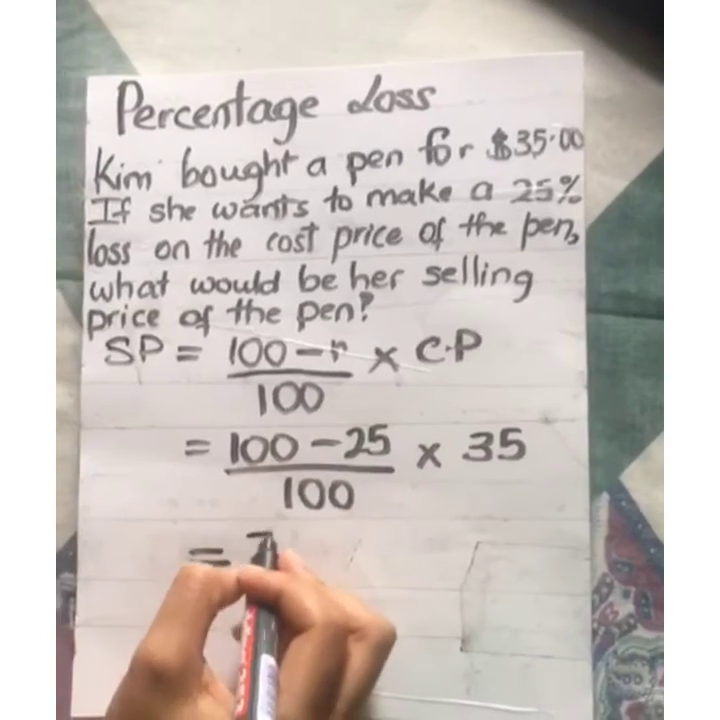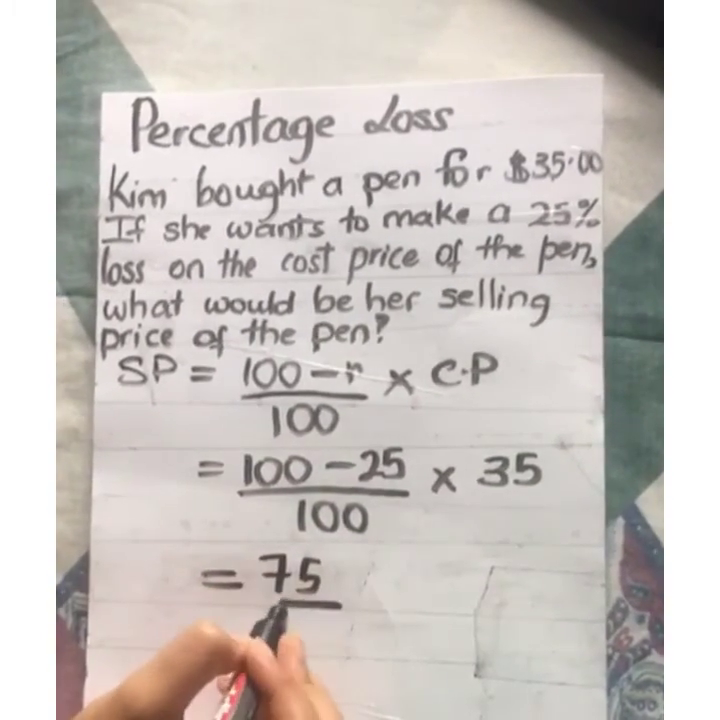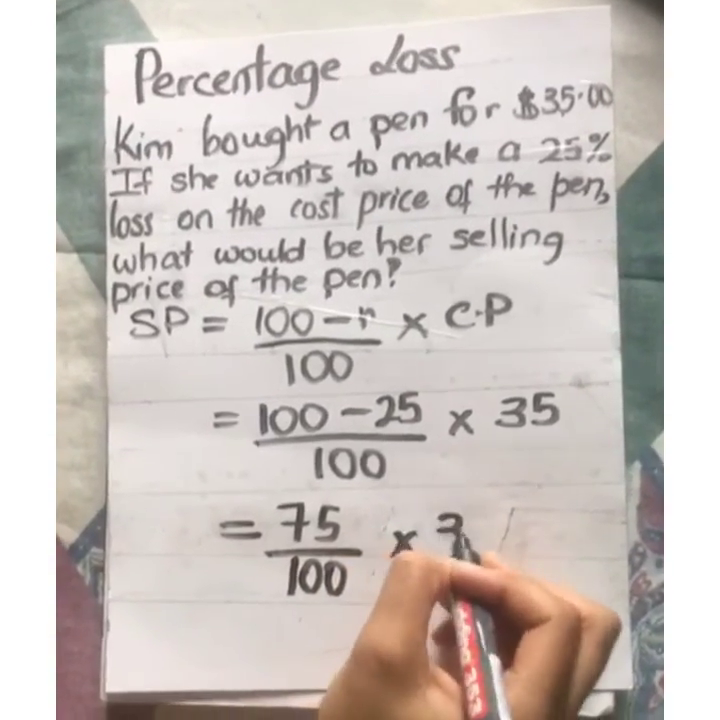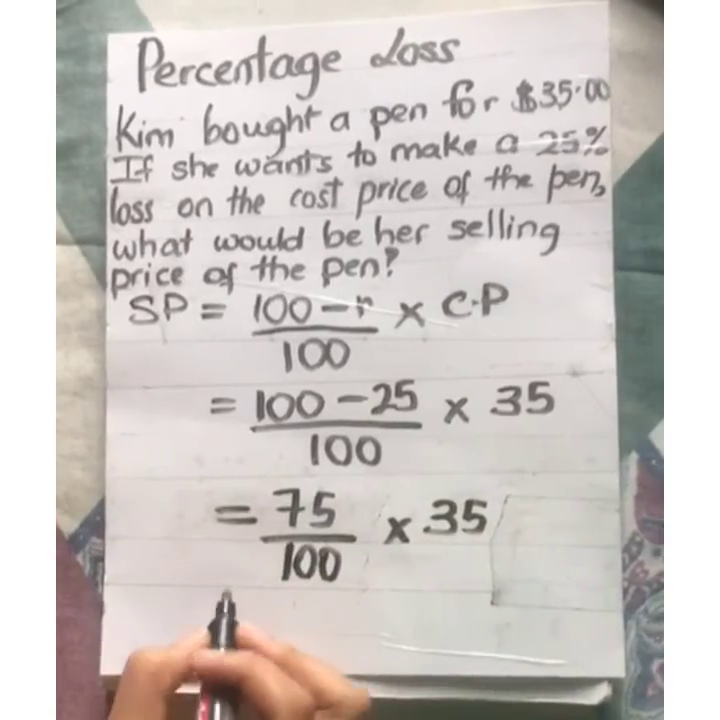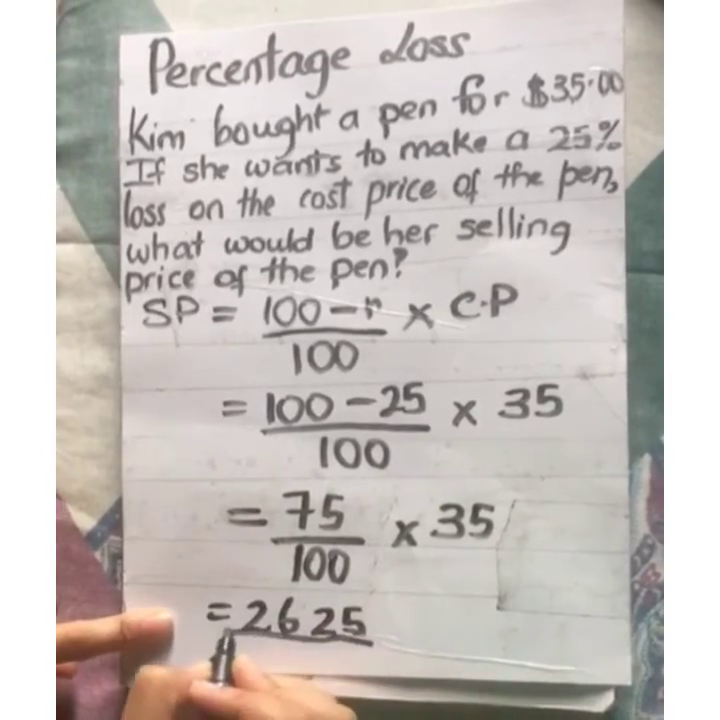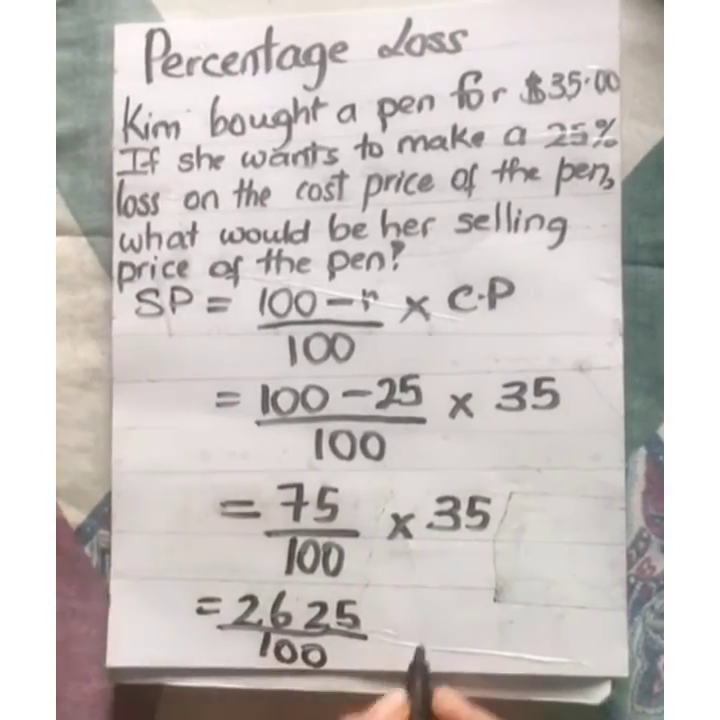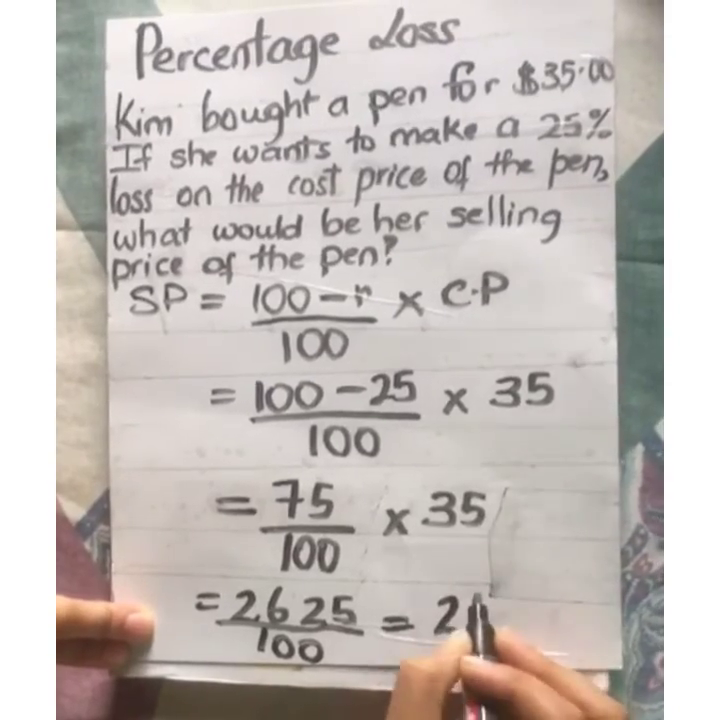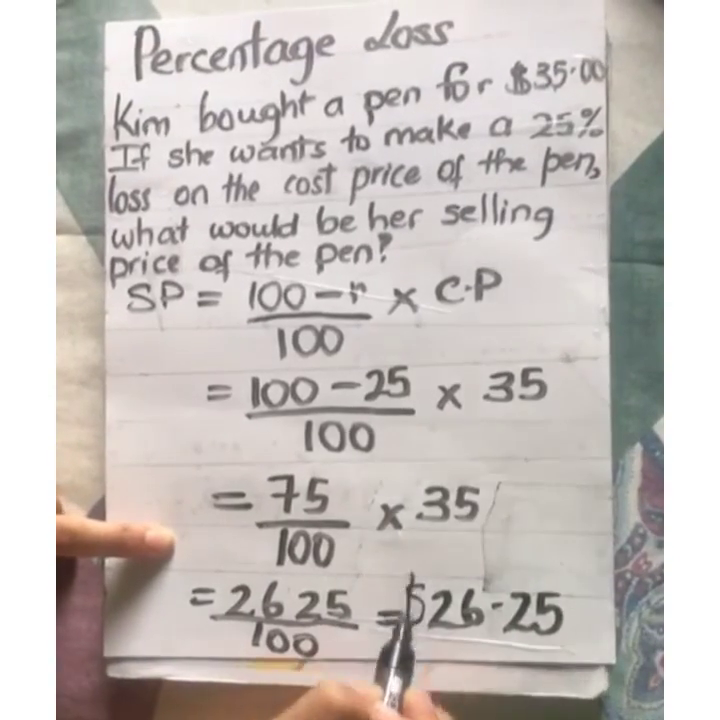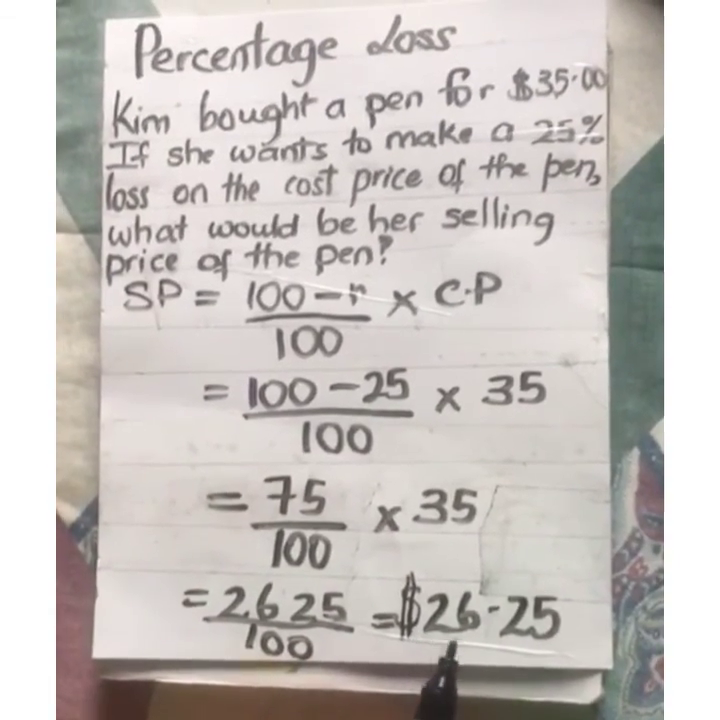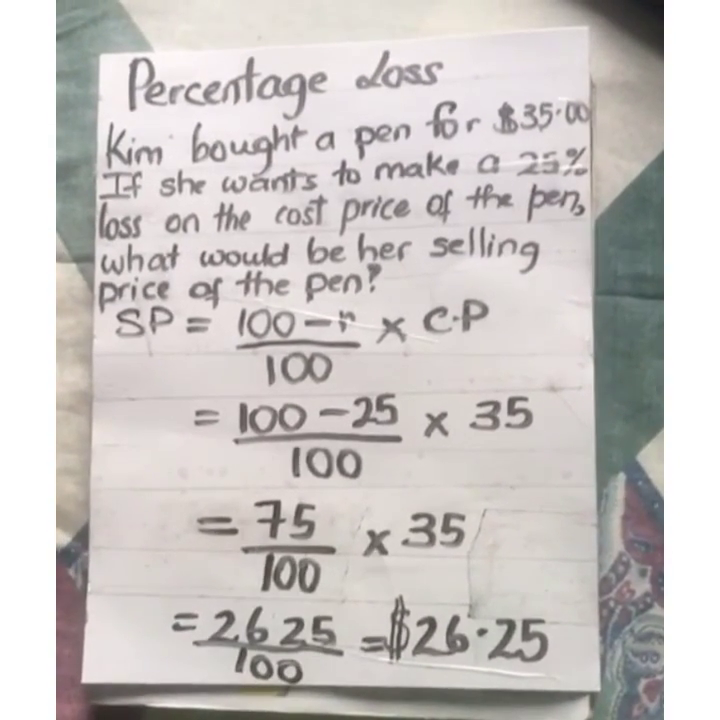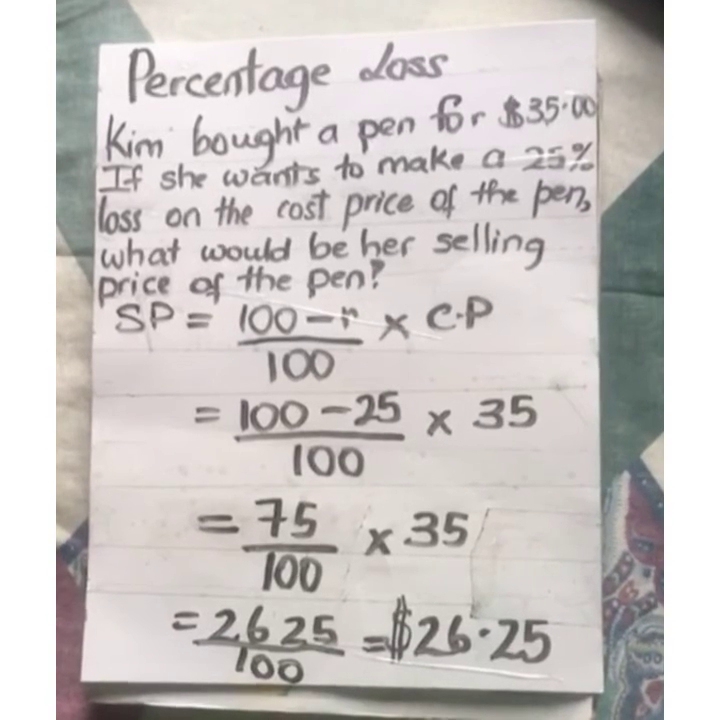100 minus 25 would give us 75. Right back here, 75 over 100 times 35. 75 times 35 is 2,625, and this is being divided by 100. When you divide it by 100, you will end up with 26.25. Remember, you're dealing with money, so you have to have your $ sign. So your answer would be $26.25. So she would have to sell it for $26.25 in order to make a 25% loss.